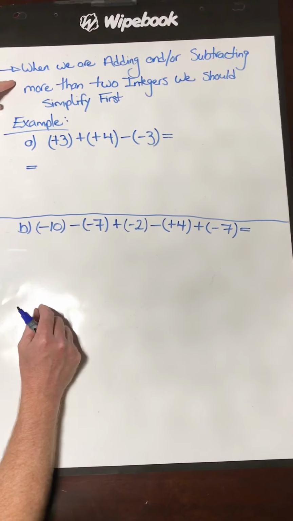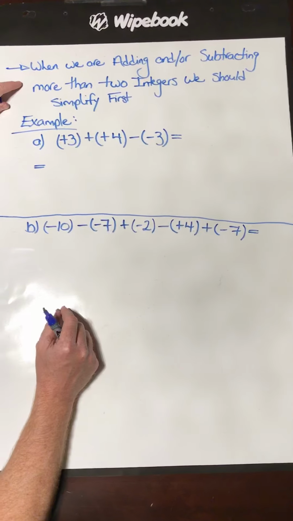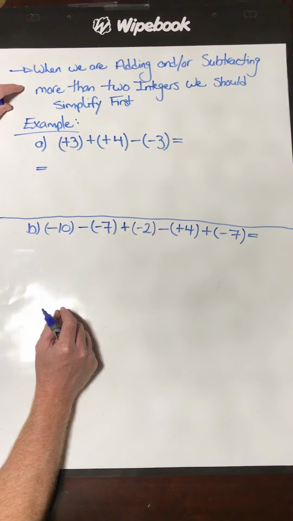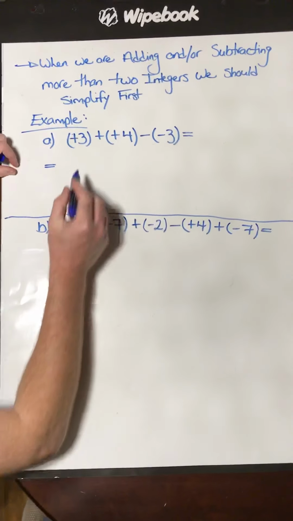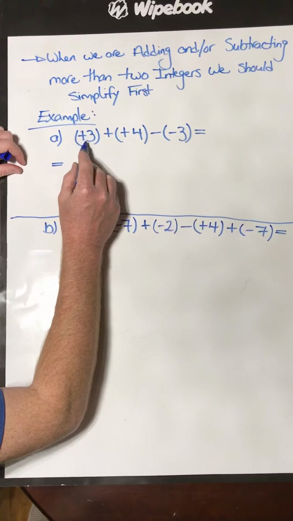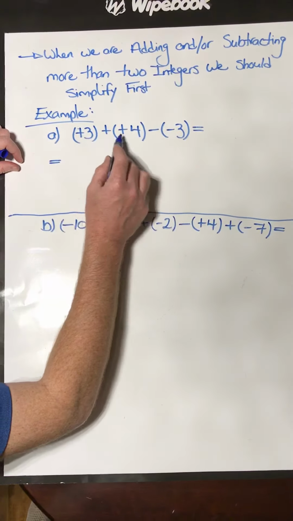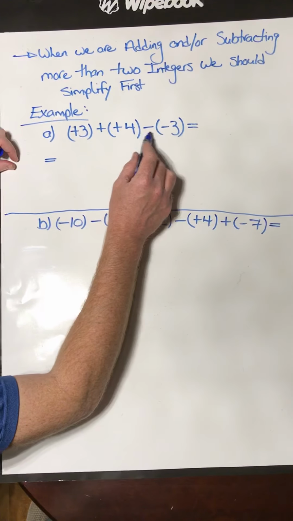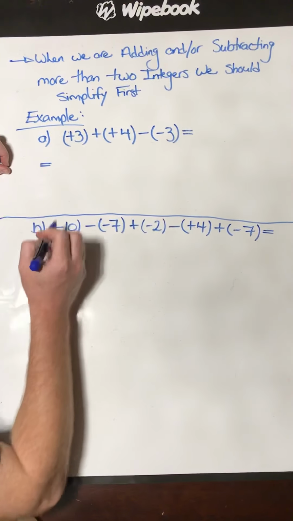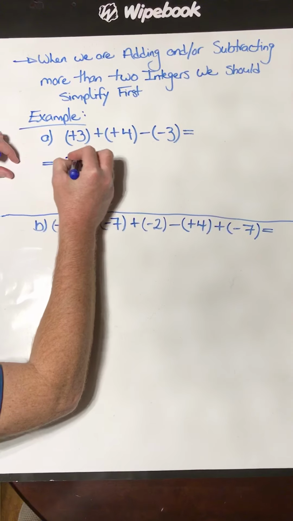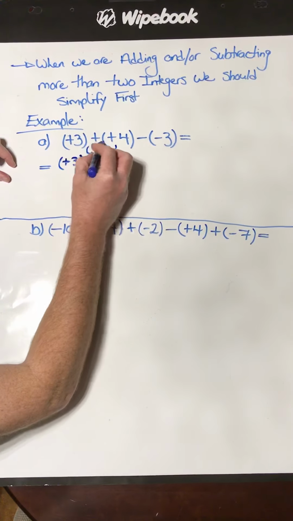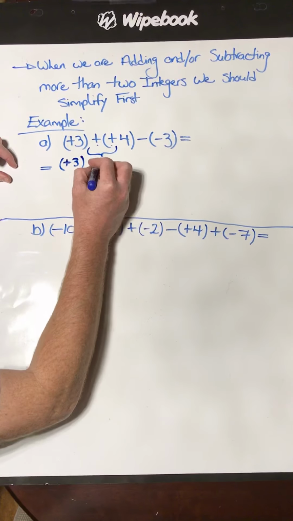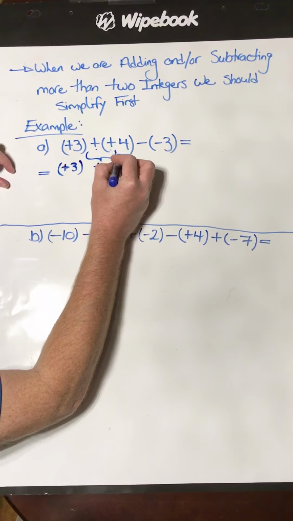So when we are adding or subtracting more than two integers, we should simplify first. Okay, and what does that mean? Well, that means that I look at this. The question is positive 3 plus positive 4, subtract negative 3. So I'm going to simplify first. So positive 3 stays the same. I'm going to look at these two. I see a positive and a positive, so that means I'm going to add the number.